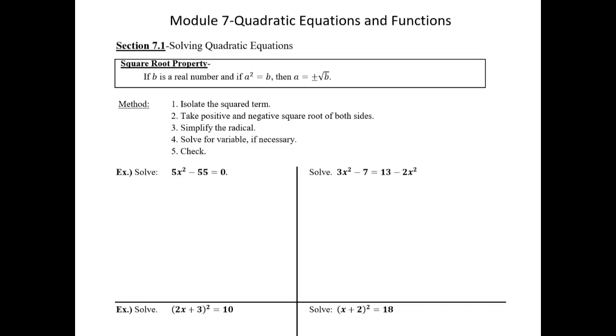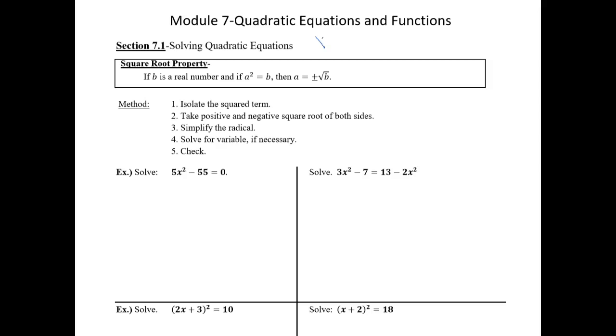In this video, we're going to be talking about the square root property, or the principle of square roots, as it's also called. It says that if b is a real number, and if a squared equals b, then a equals positive or negative square root of b. So there's actually two solutions.